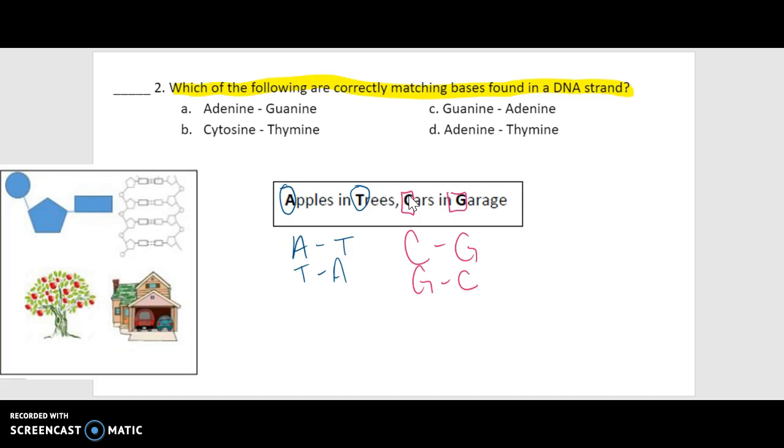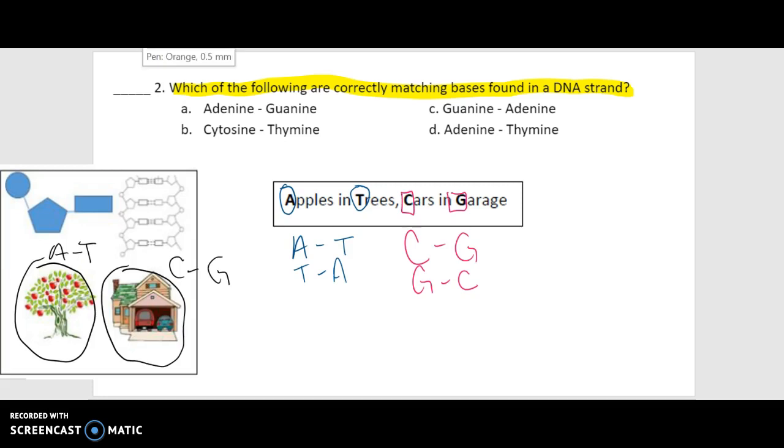And then I put the other image here because you actually have a picture of an apple tree here. So this is our apple tree right here. And then you have a picture of cars in a garage if you're more visual. So apple tree, A pairs with T, T pairs with A, and then car in the garage, C pairs with G, G pairs with C always. So when we're looking at our base pairs, you just have to find the ones that match what we just said looking at that phrase.